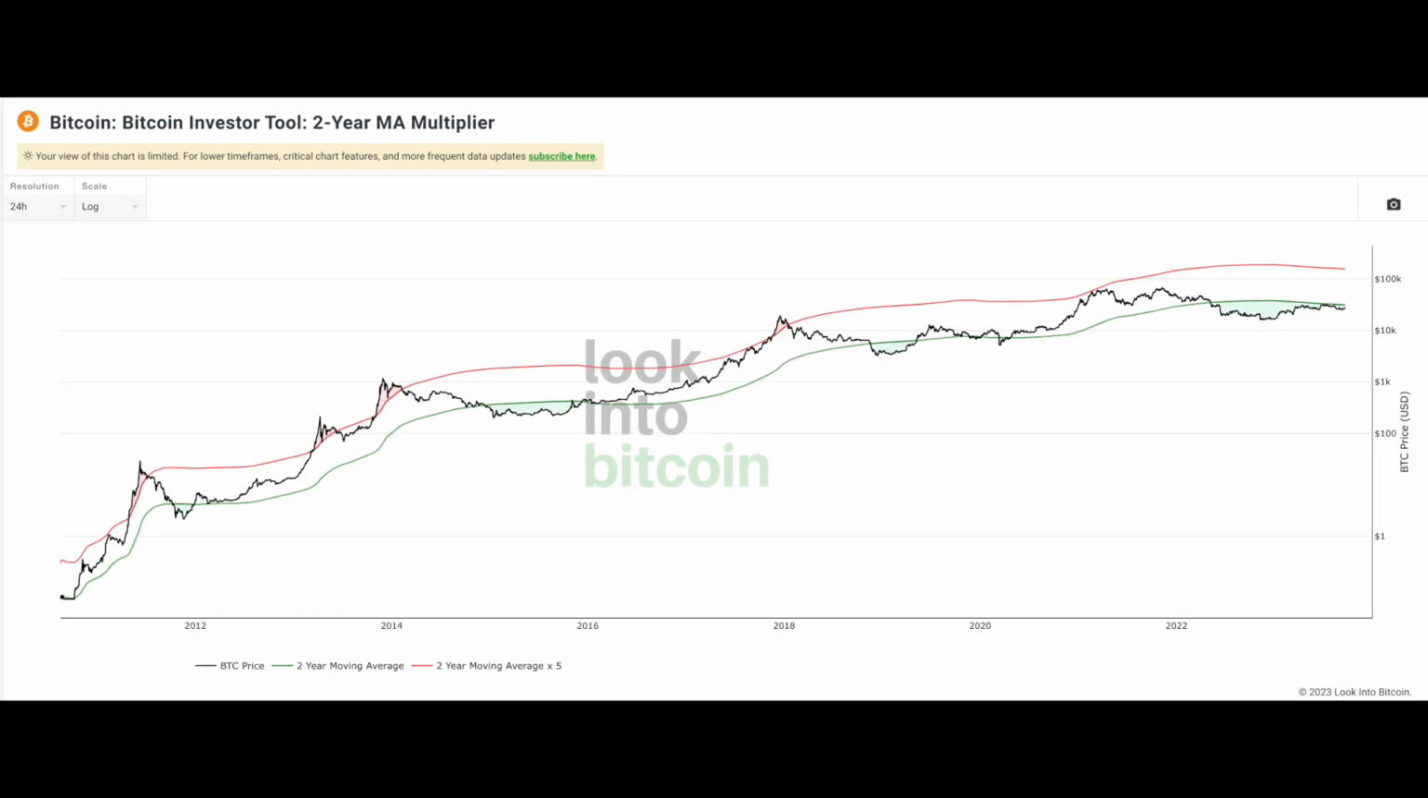Hopefully this video brought some value to you and gave you a better understanding on how to read the 2-year MA multiplier chart for Bitcoin so that you can use it during this next cycle to find periods that it's really good to buy Bitcoin and find those periods where it might be time to start exiting the market. So make sure to add this chart to your trading toolkit.